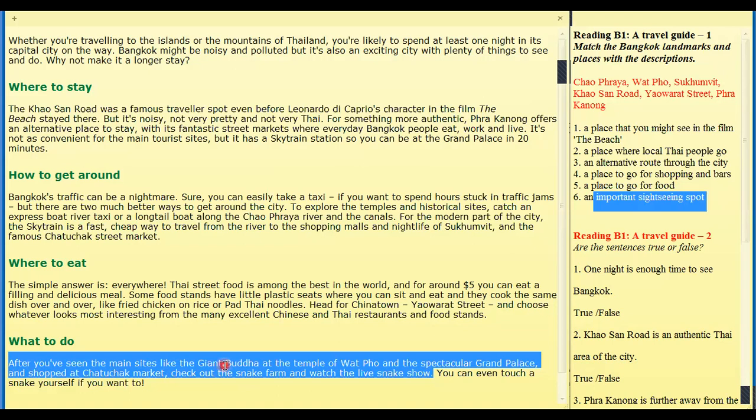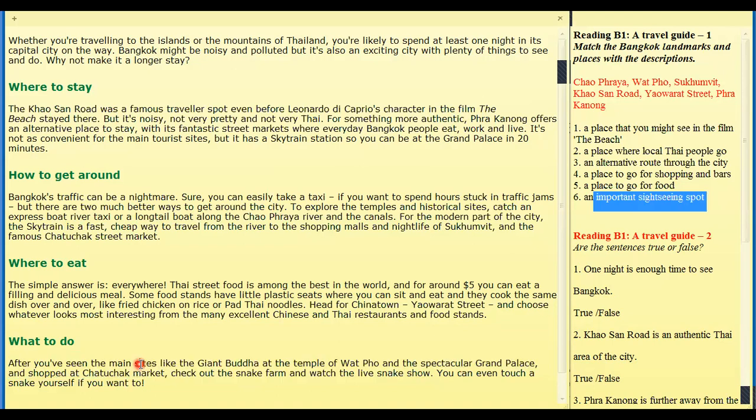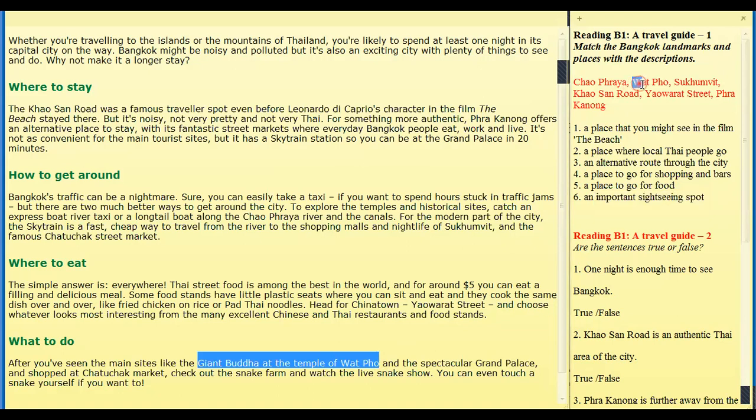So important sightseeing spot means the place. Spot means place. Place that you could see, and that place is important. So the keyword main, you can see main sites here. Main sites means important. Important like giant Buddha at Temple Waterfall. So we say giant Buddha at Temple Waterfall. So the answer is waterfall because they mentioned the waterfall as the main site. So the answer to question 6 is waterfall.